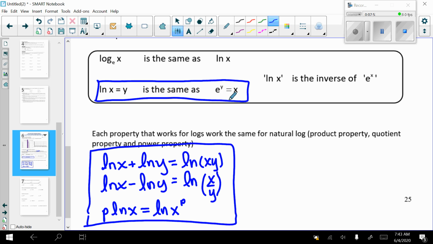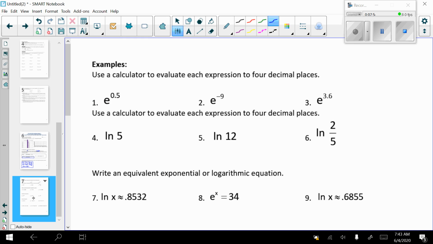Okay, so let's go on to the next page, page 26. So this is what you're going to be doing for homework. Let me just kind of talk you through some of these examples so that you can realize how you're going to solve it. But for numbers 1, 2, and 3, you are literally just going to go into the calculator and hit that second ln button on your calculator and then put in whatever the exponent is, and you're going to tell me the answer.